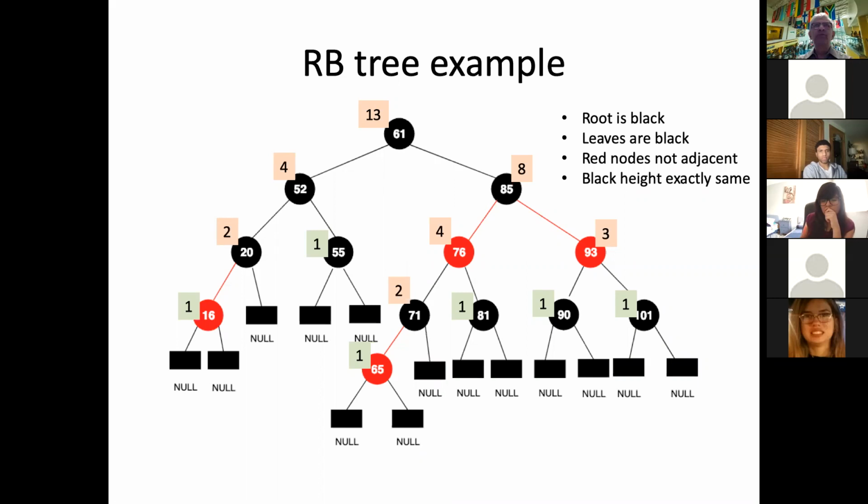In fact, we could do an example here. Let's say that 16, 20, 52, and 90 are from Dade, and all the other odd numbers are from Broward. So Broward is 55, 65, 61, 71, 85, 81, 93, and 101. Let's assume that these are our Broward students.